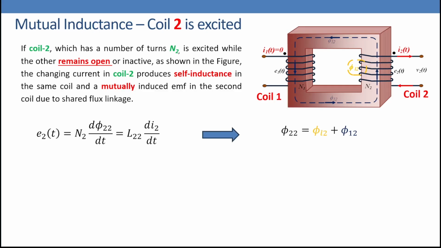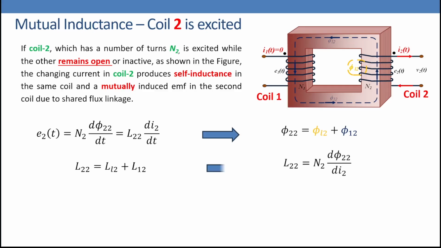So the induced voltage in coil number 2 now equals N2, the number of turns of the second coil, dφ22 by dt. What's φ22? Leakage plus linkage. So that one is φ leakage 2 plus φ12. Why do we call it φ12? Because that one is due to the current in coil number 2 and goes to link coil number 1. So in this case we have L22, which is the self-inductance of this coil: L22 di2 by dt.